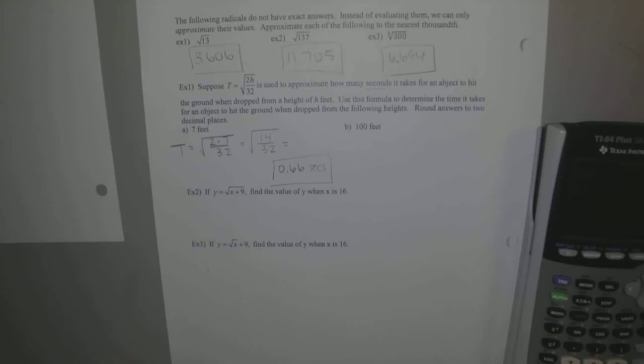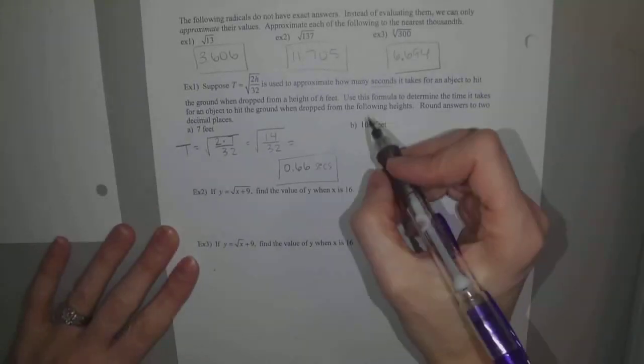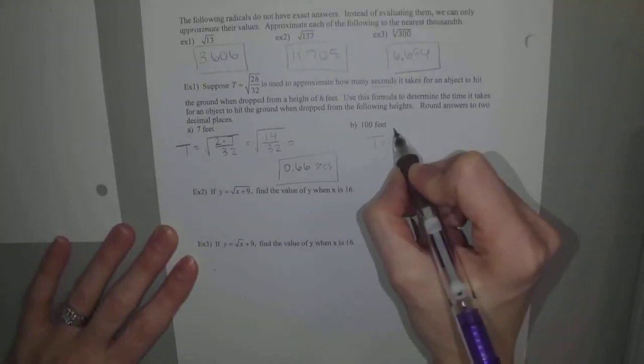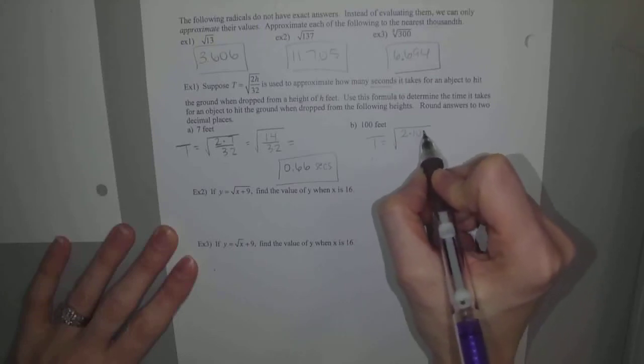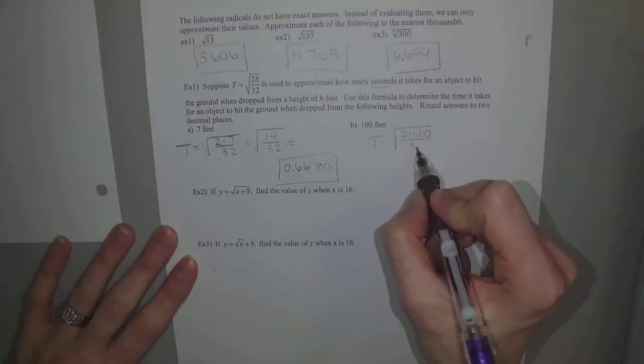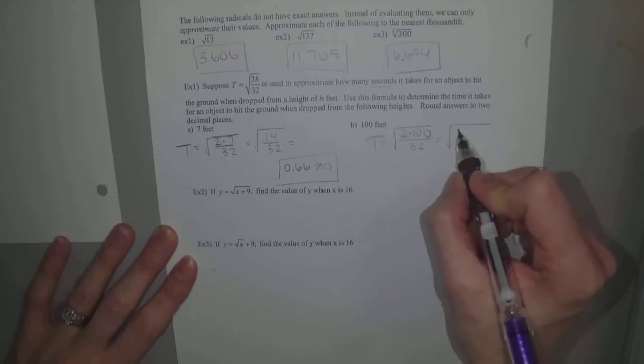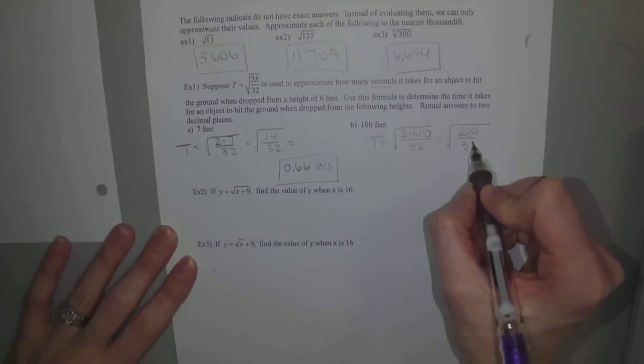We're going up to 100 feet, but you're going to do the exact same thing. T equals the square root of 2 times 100 over 32. Do the multiplication first, so 200 over 32. But then in our calculator, let's find out the square root of 200.